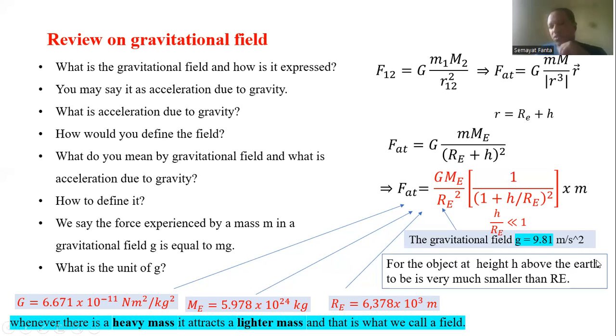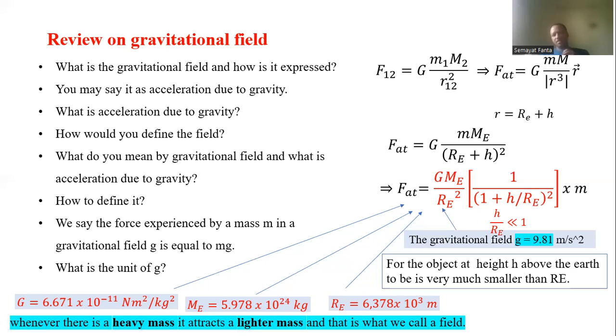What is the unit of G? G here is the gravitational acceleration, and its unit is meter per second squared. It is the unit of acceleration. The value is 9.80199, which is approximated to 9.8.